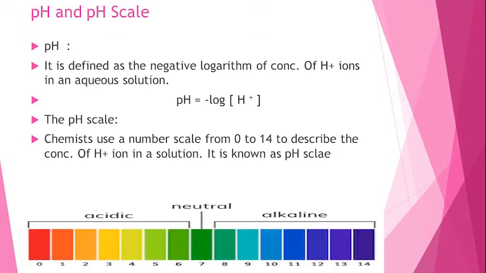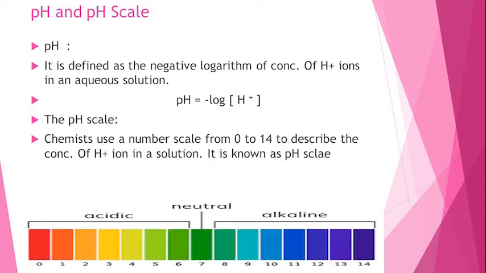Here you see the definition of pH and pH scale. It is defined as the negative logarithm of concentration of H ion in an aqueous solution. Mathematically, it can be represented by the formula pH equals negative log of concentration of H ion.